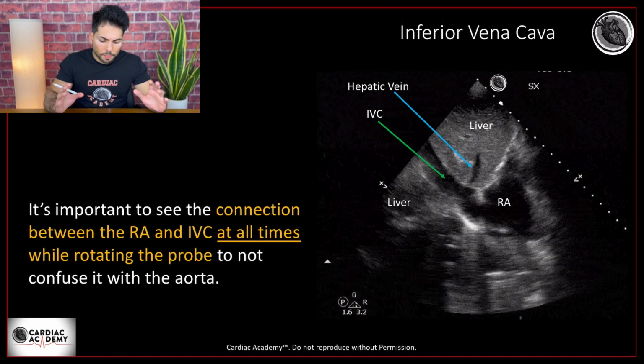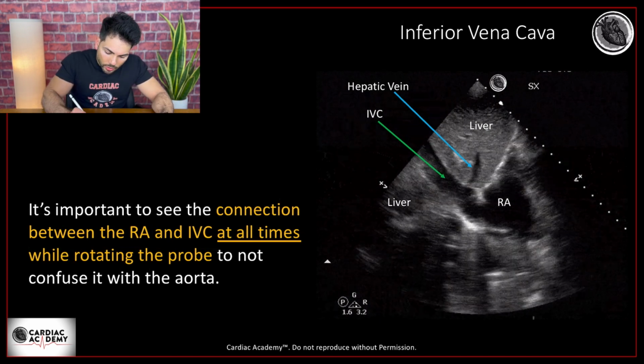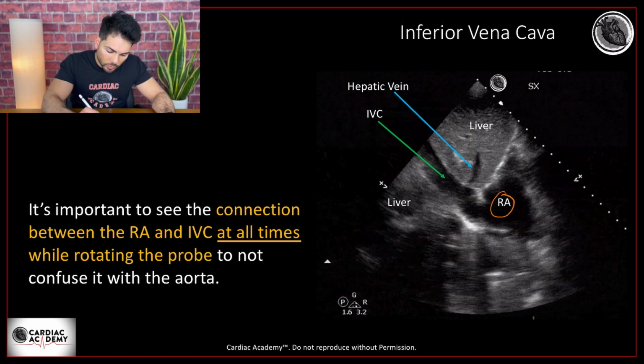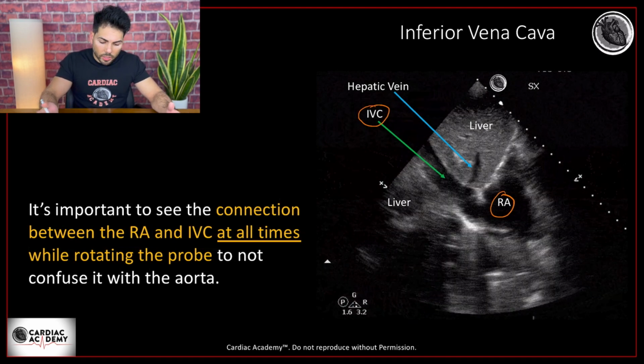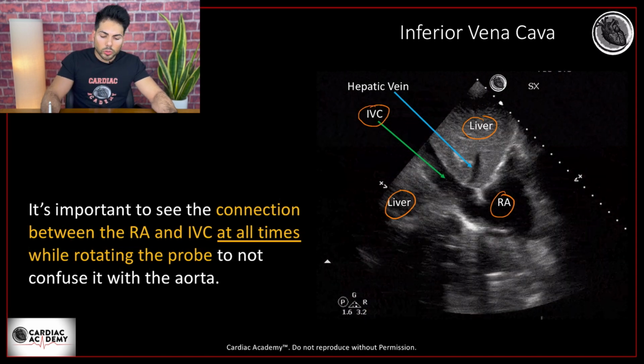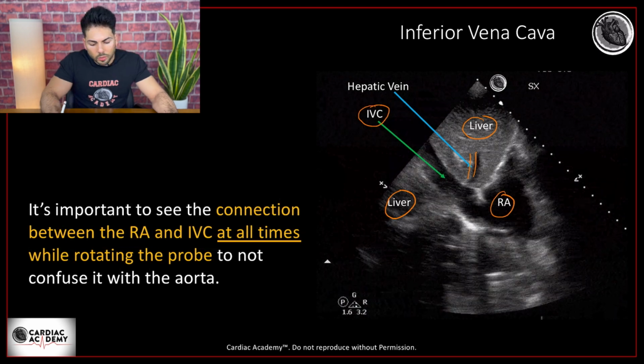All right, so let's look at a little bit of the anatomy. So we have the right atria right here. Then we see the IVC connecting into the right atria. We see the liver as well on each side of the IVC. And we can also look at the hepatic vein right here. There it is. So, which is another important anatomical landmark that we need to look for, okay?